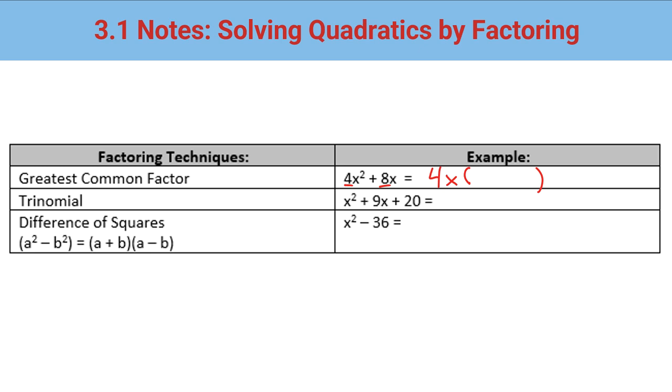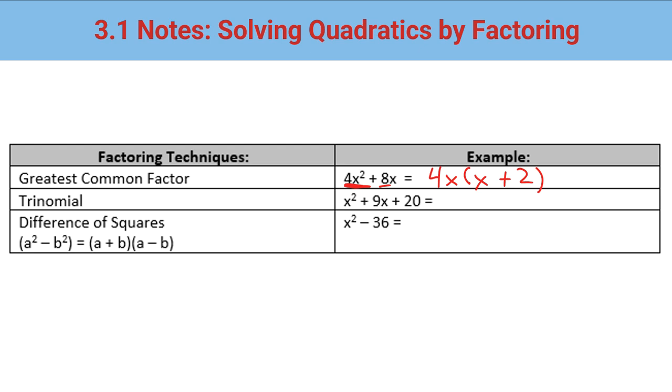So now I'm going to go back through, like we learned in our review lesson, and I'm going to divide out that 4x, right? So 4x squared divided by 4x is just x, because 4 divided by 4 is 1. X squared divided by x is x. And then plus 8x divided by 4x is just 2. Right, so that gives me the factored form there.